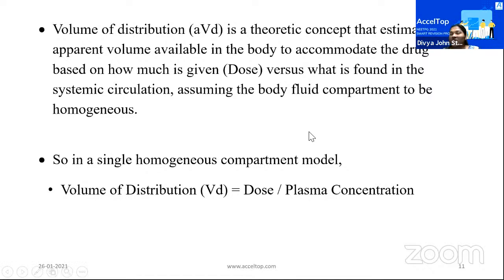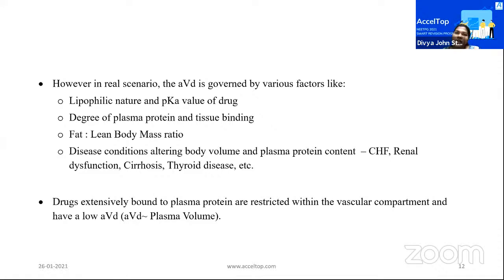So volume of distribution is nothing but dose divided by plasma concentration. However, in real life it is not a homogeneous system. So your apparent volume of distribution is governed by various factors like the lipophilic nature, the ionization constant or pKa value of the drug, degree of plasma protein binding, the fat or lean mass ratio, and disease conditions that affect the available plasma concentration and the protein content that can bind the drug. That will include conditions like congestive heart failure, renal dysfunction, cirrhosis of liver, thyroid diseases, etc.